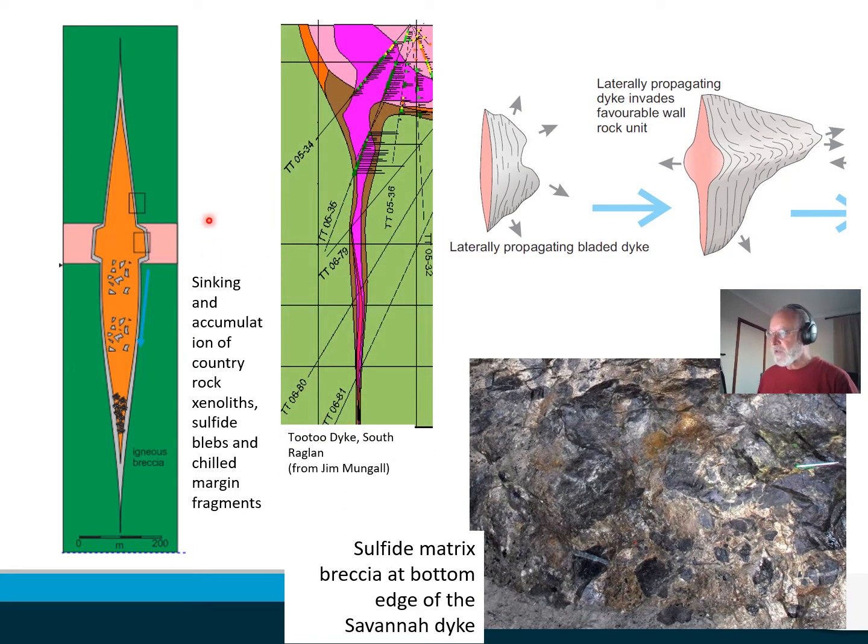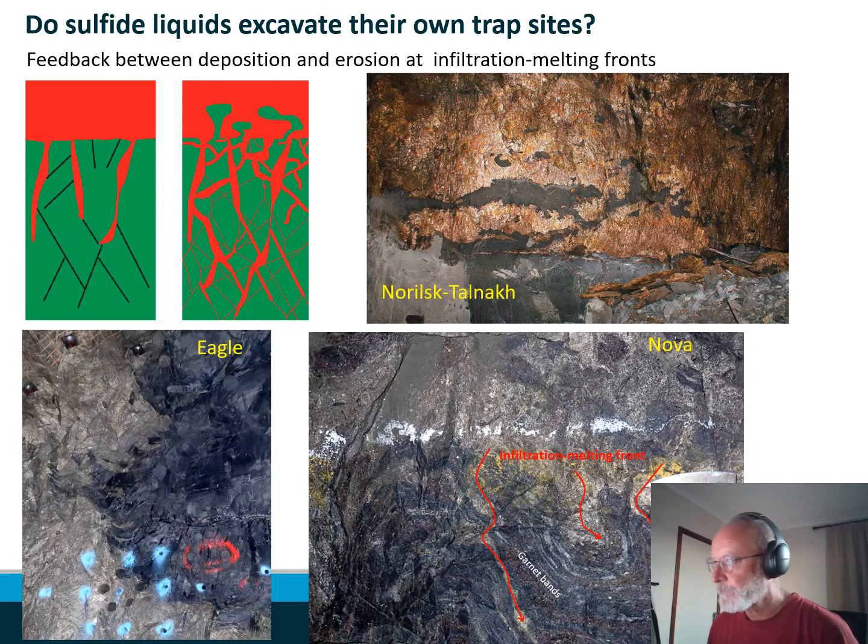And this feature of the sulfides themselves extending down as sulfide dikes off the bottom of the intrusion, we find this in quite a few other places. This is an example from the Tutu deposit in the Raglan area in Canada. This is from one of Jim Mangold's papers. The purple and red material here is again sulfide-rich, sulfide matrix breccias forming a dike extending down into country rock, which is a basalt in this particular case.